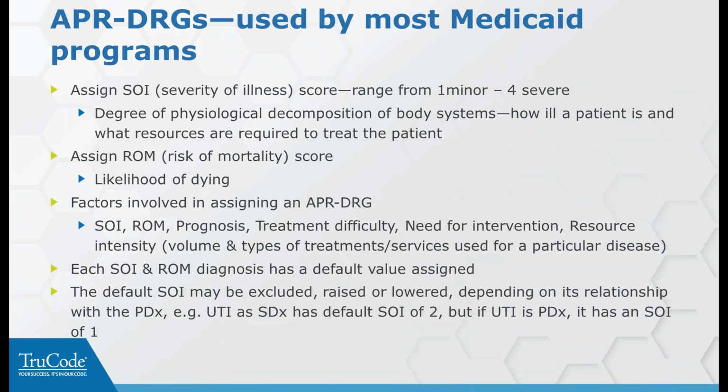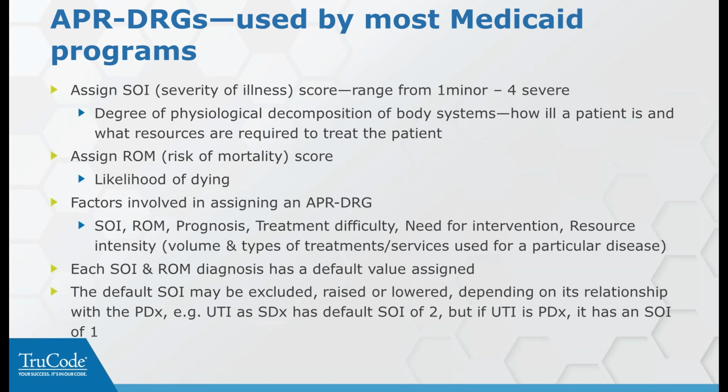Basically, APR-DRGs assign a severity of illness score, or an SOI score, that ranges from 1 to 4, based on how that impacts physiological decomposition of the body systems and the resources that are going to be used to take care of that patient. And they also assign a risk of mortality score, which represents the likelihood of dying. The factors involved in assigning the APR-DRG involve the SOI and ROM scores, prognosis, treatment difficulty, need for intervention, resource intensity, etc.